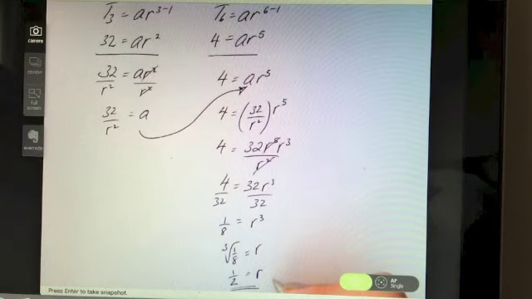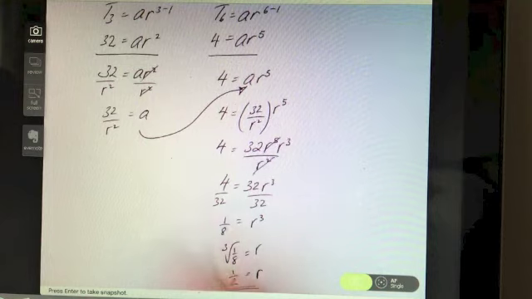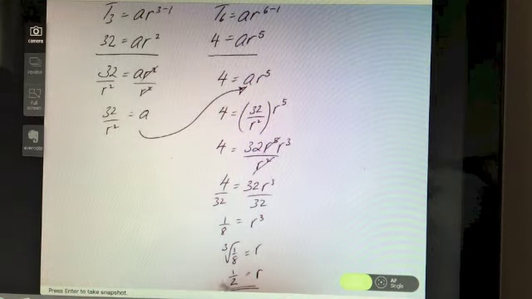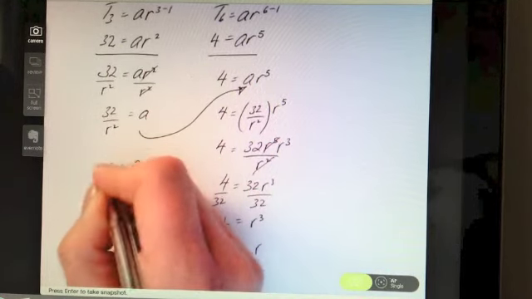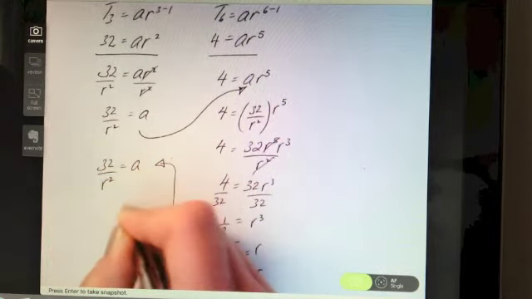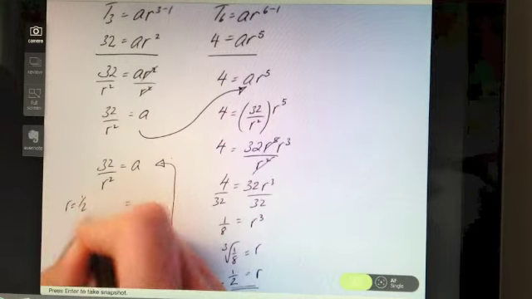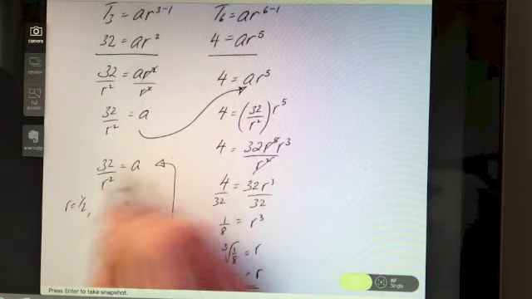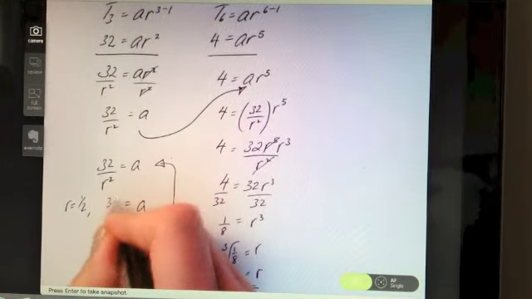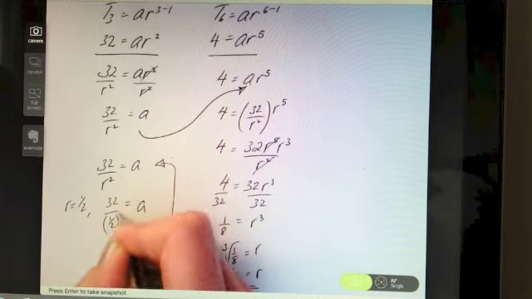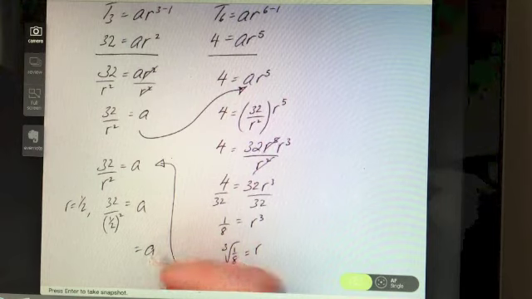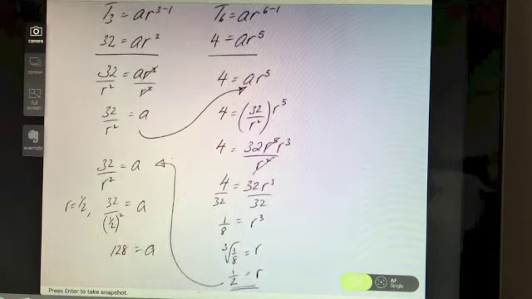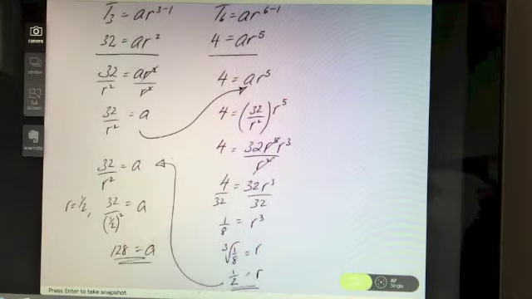Take that now. I will go back up here. Since we know that a is equal to 32 times r squared, sub the value for r in now to this easier equation. So a is equal to 32 over a half squared, and we get a is equal to 128. So there's your value for a, and there's your value for r.